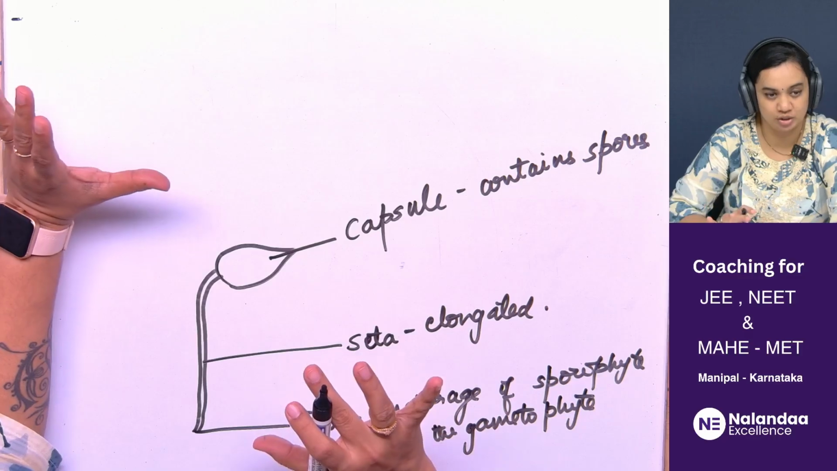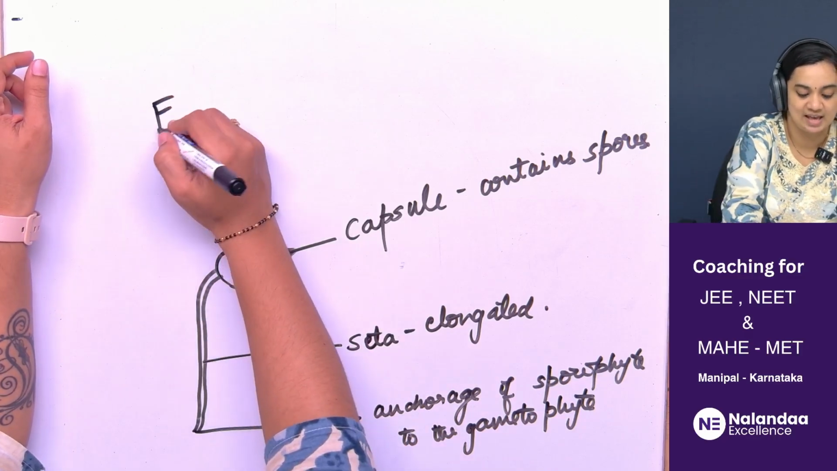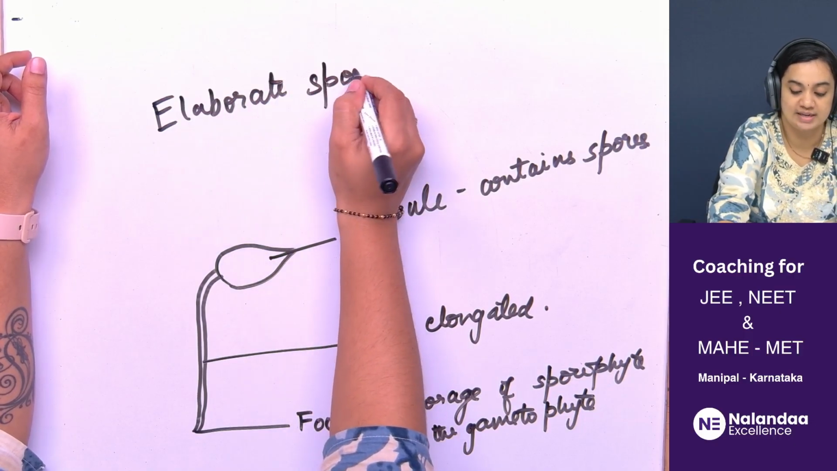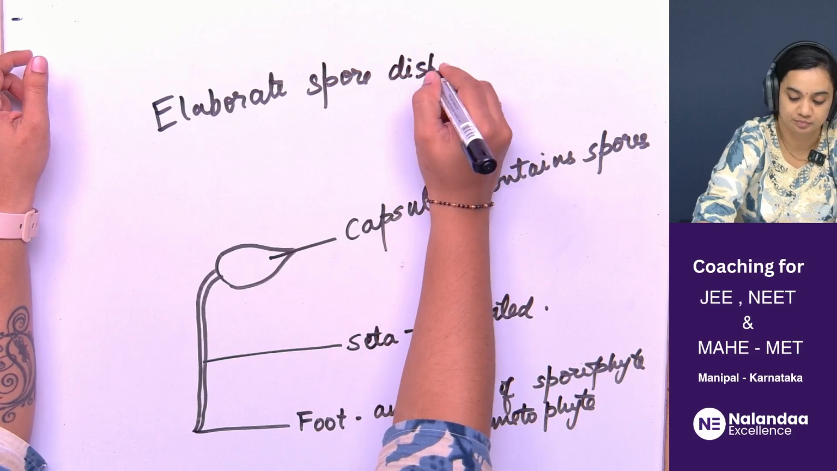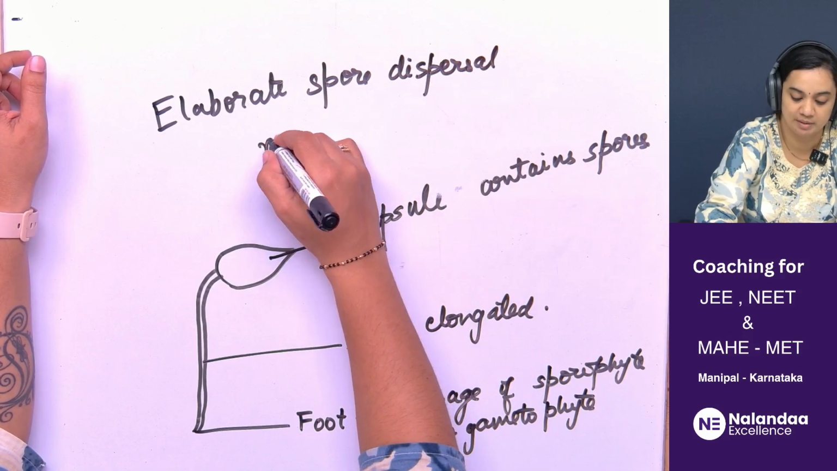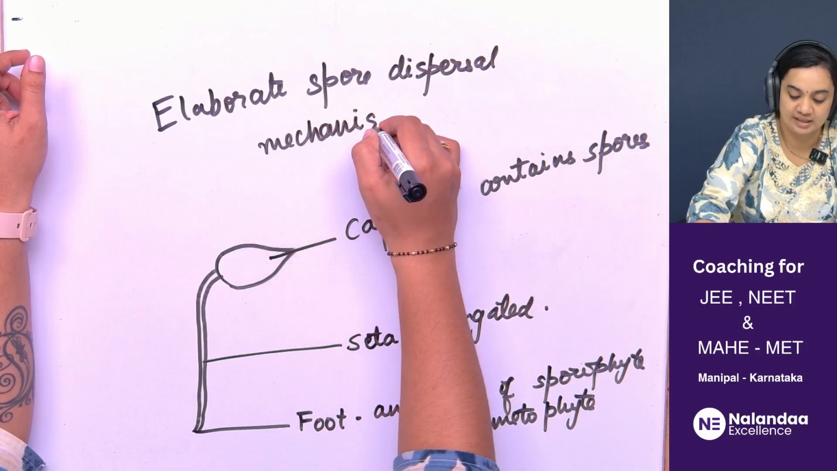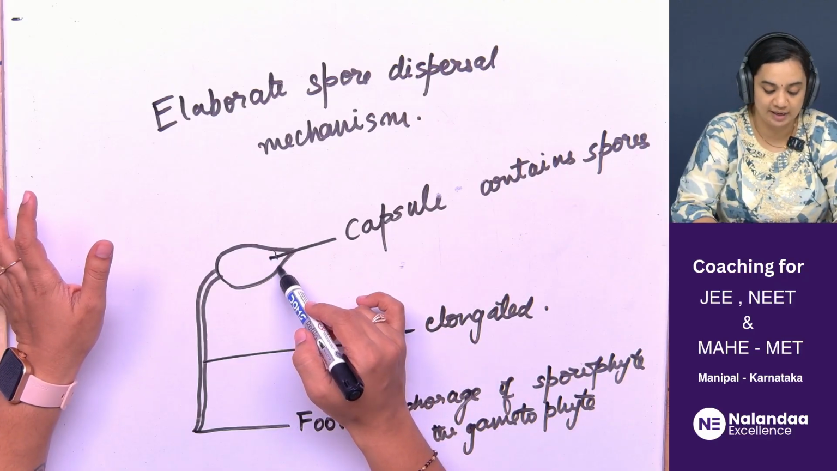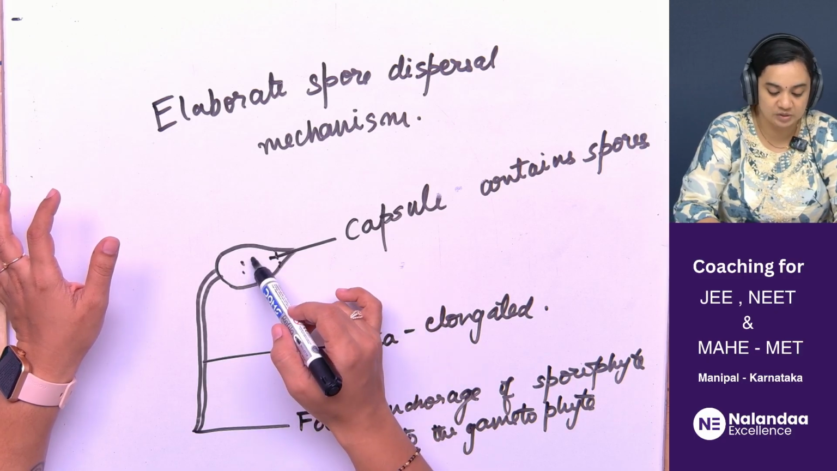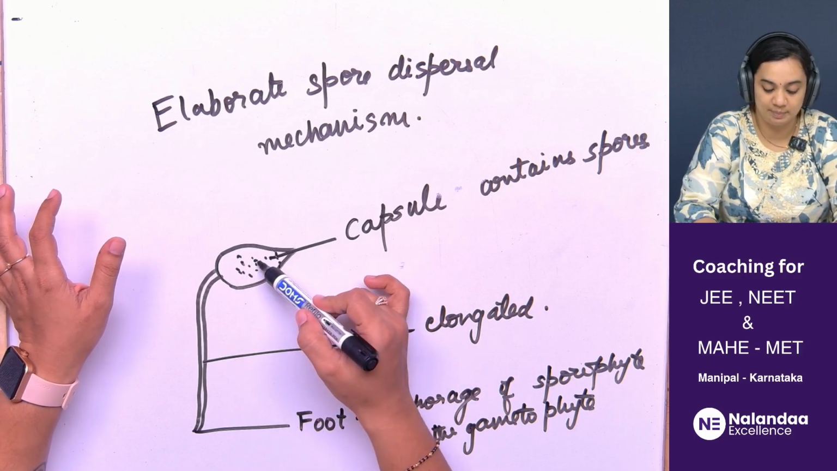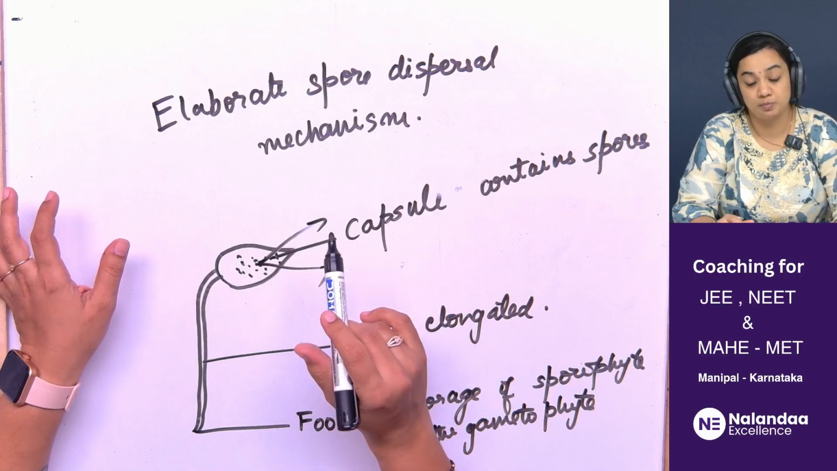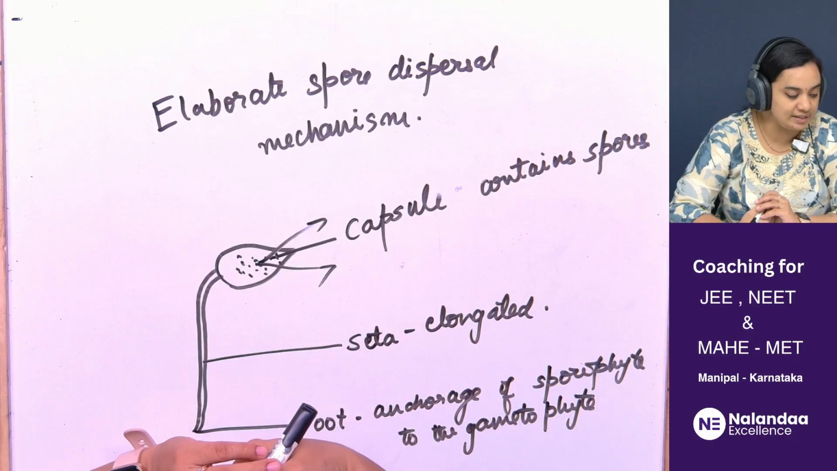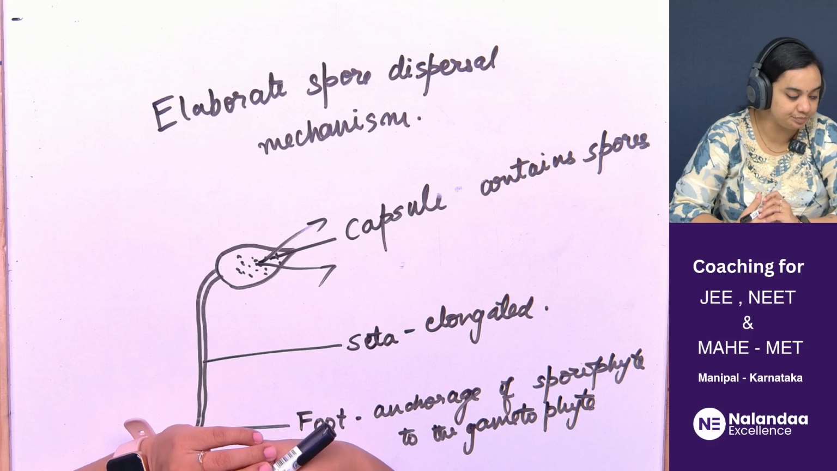Now the special feature about mosses is that they have an elaborate spore dispersal mechanism, meaning they are capable of discharging spores actively. What happens is, there is a tiny part of the capsule which will break open, and the spores present inside the capsule will be flicked out like this. So the spore dispersal mechanism is quite special in mosses.